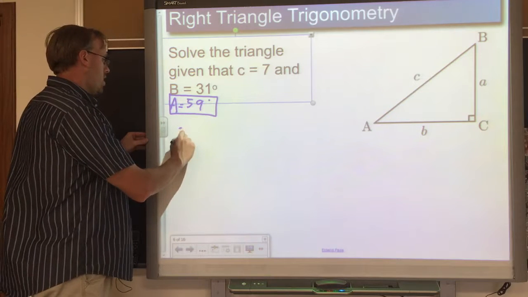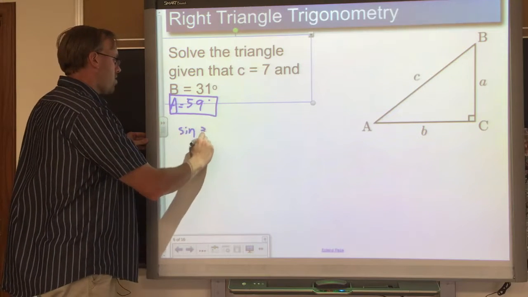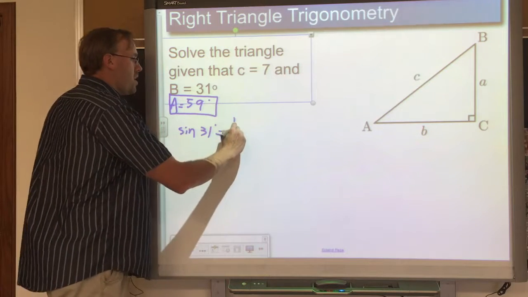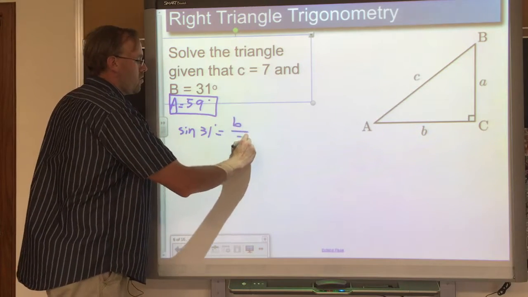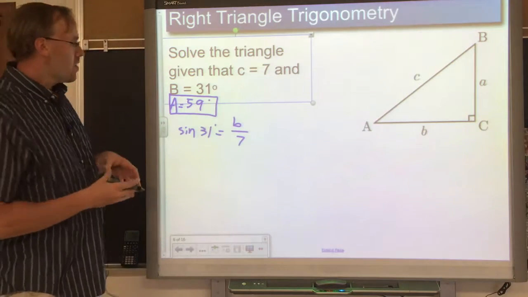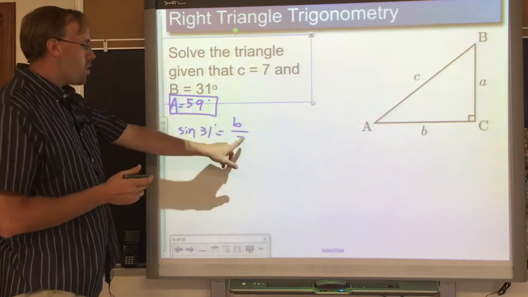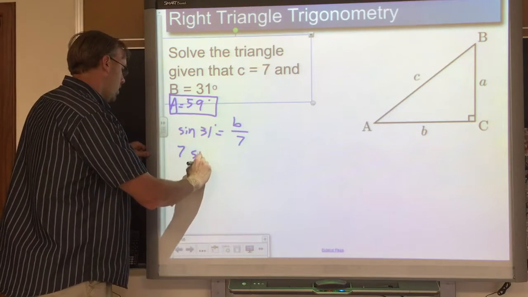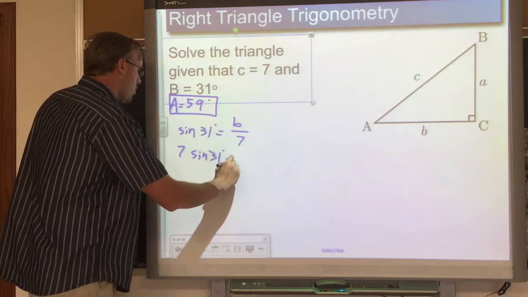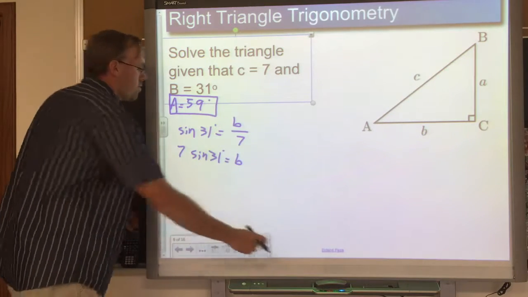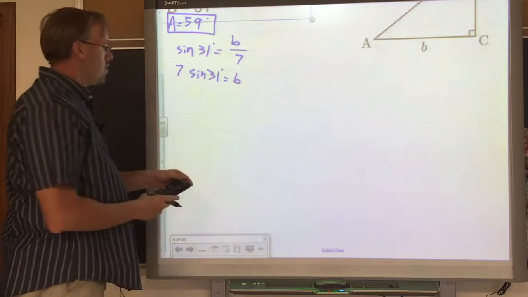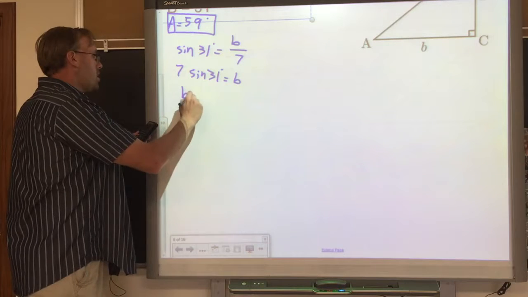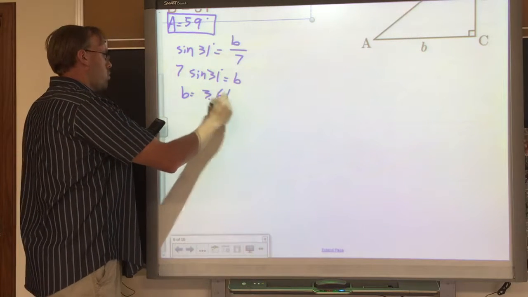Well, if I take sine of angle B, that's sine of 31, that has to equal side B, whatever it is, over C, which is 7. So to find the length of side B, all I have to do is multiply this 7 out. So 7 sine 31 degrees equals B. So when I calculate that, 7 sine of 31, we get B equal to 3.61.